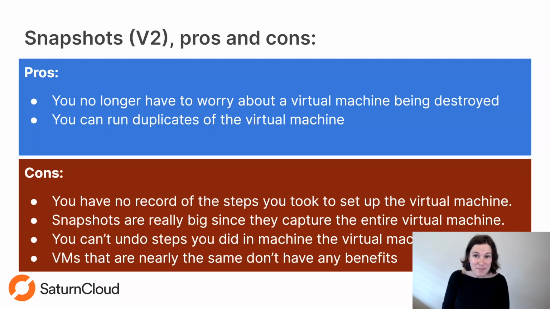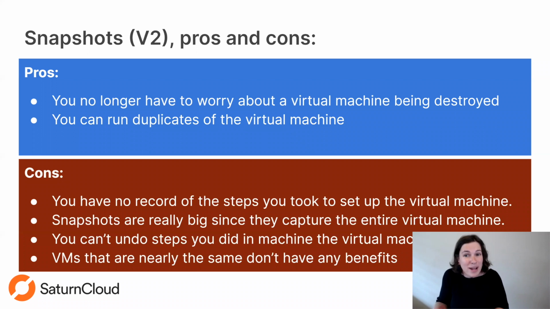The cons of this method are, if I just take a picture of how my virtual machine is set up, well, I don't actually know how I set it up. So it's hard to keep track of what I actually installed, and what versions of things are on there. Two, these snapshots are really big. If they capture everything in the operating system and all the files I've loaded and all the data on the virtual machine, these snapshot files can become enormous.